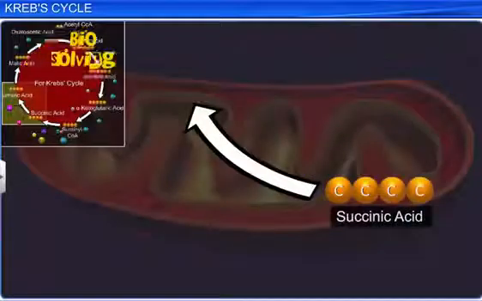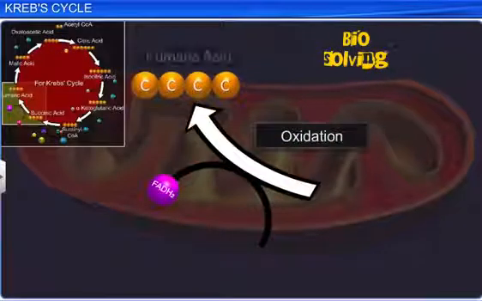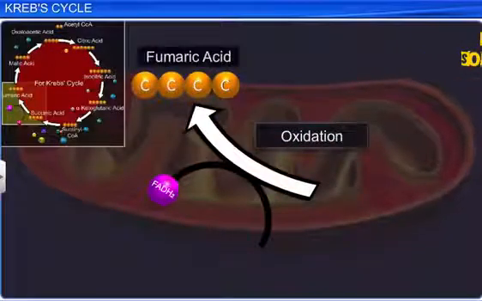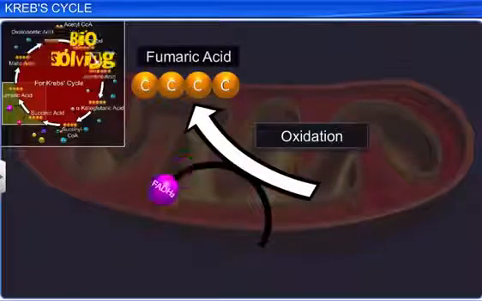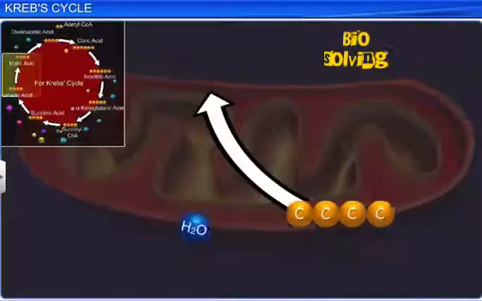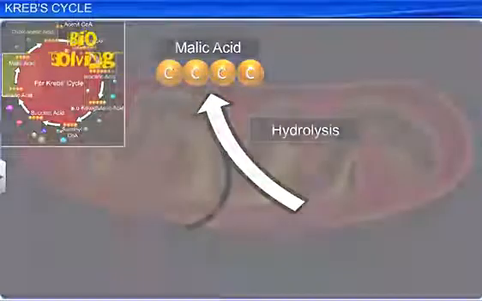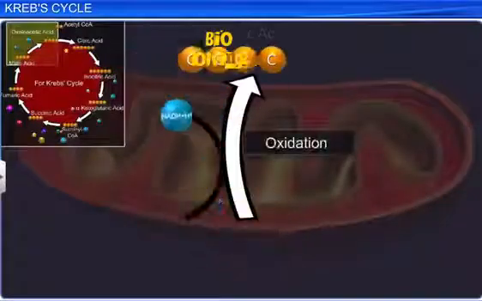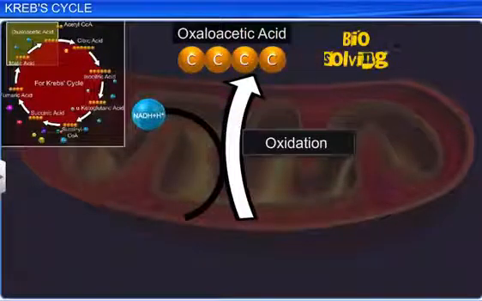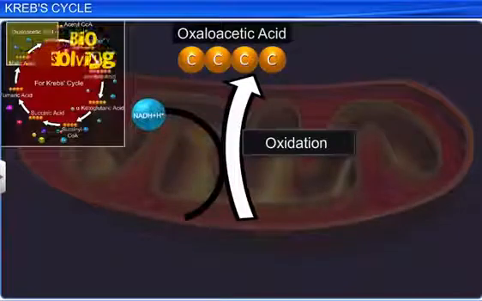The succinic acid formed in the previous reaction is oxidized to fumaric acid with the reduction of FAD+ to FADH2. The fumaric acid is hydrolyzed to malic acid, which is then oxidized to oxaloacetic acid with the reduction of NAD+ to NADH plus H plus ion.